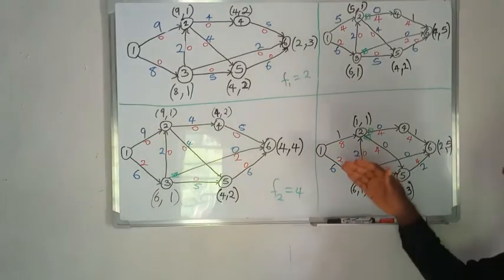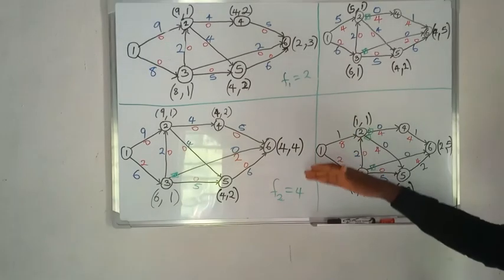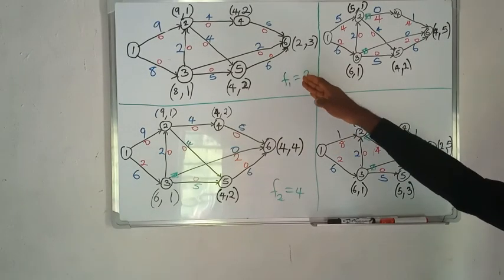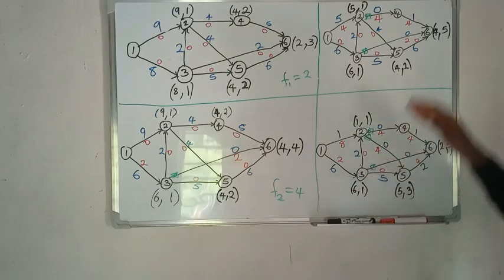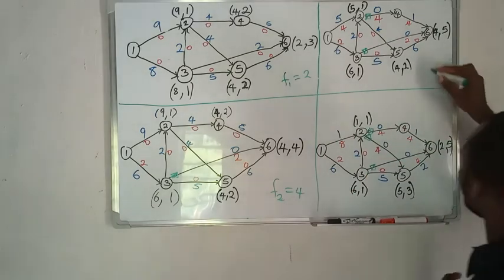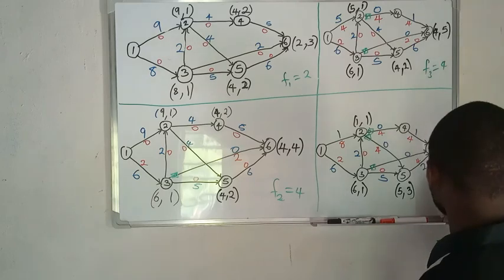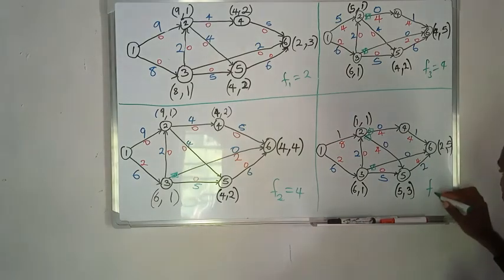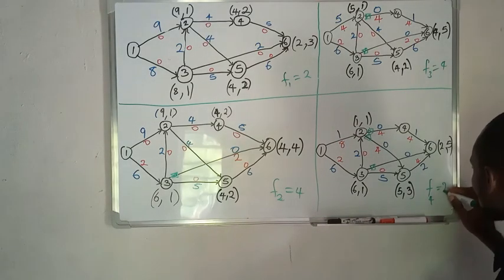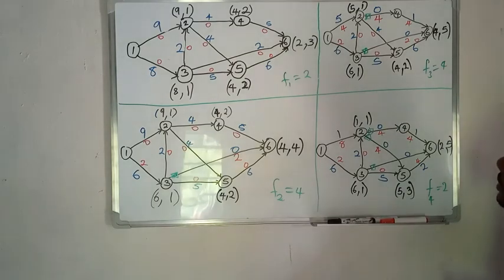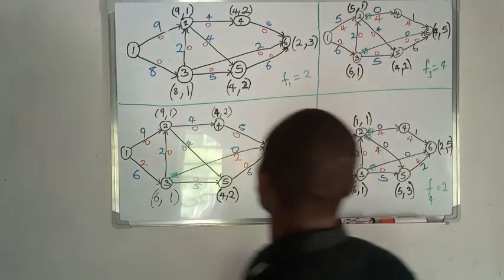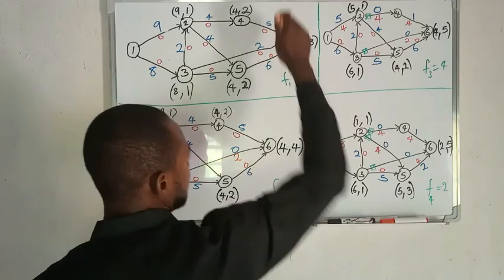But before I wipe off this board, let me write out the flows that we've used. Right here I'll have the first flow, which is 2. The second flow is 4. Right here I'll have the third flow, which is F3 equal to 4. And here we'll have the fourth flow, which is F4 equal to 2. So I'm going to write it up here with the blue marker.